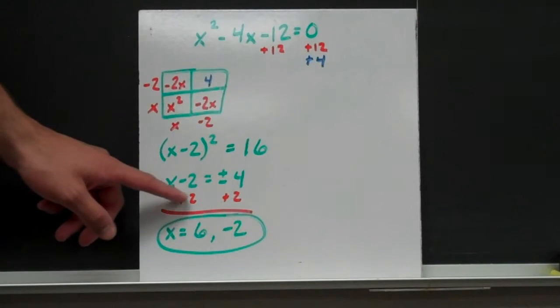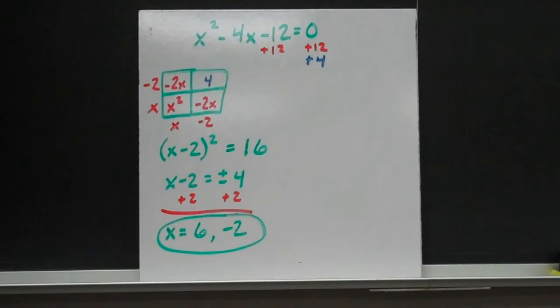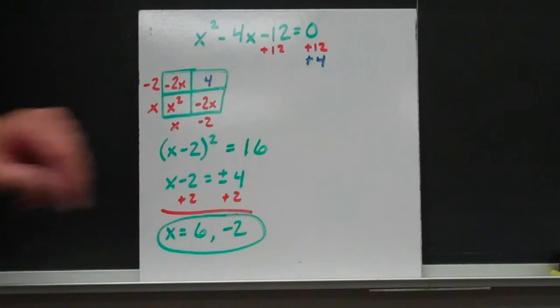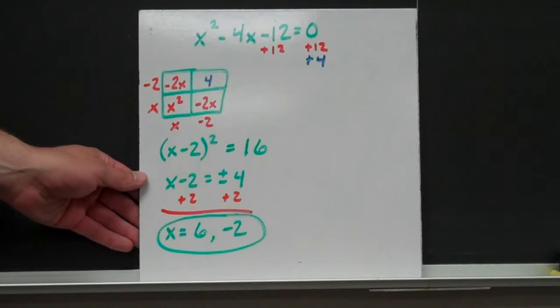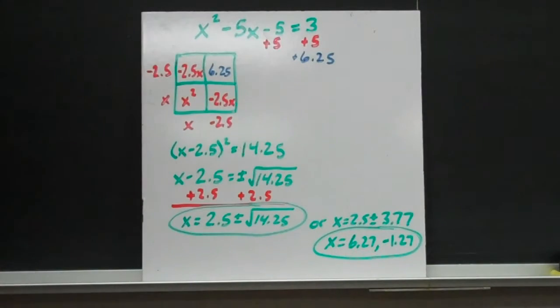To get x by itself, then we have to add 2 to both sides. Positive 4 plus 2 is 6. Negative 4 plus 2 is negative 2. So our answers are 6 and negative 2. This next one's a little bit more difficult.